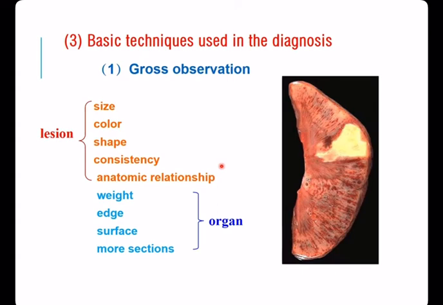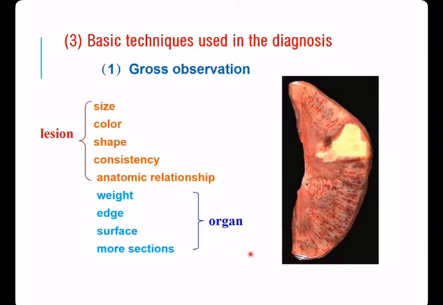Next, let's talk about the basic techniques used in the diagnosis. Firstly, the gross observation. Gross observation is the first and critical step of handling a specimen. The lesion's size, color, shape, consistency, and its anatomic relationship with the adjacent normal tissue should be described and recorded. As for the whole organ, the weight, edge, surface, and cut surface should be described.